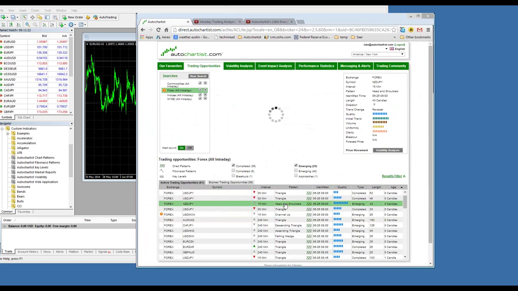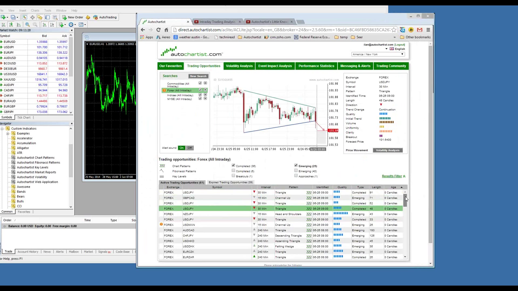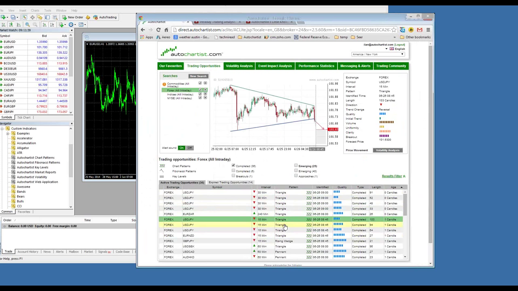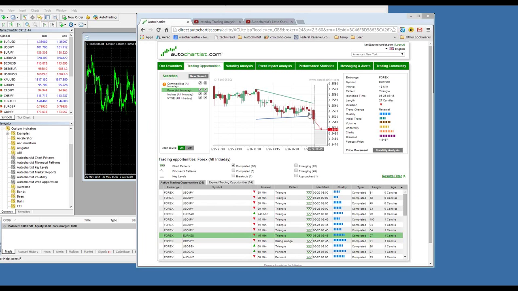Sorry. Again, this opportunity here on JPY is not significant in terms of a breakout. Let me just try and find one that has some significant breakouts. Excuse me, everyone, while I fumble through over here. Aha, here we go. Here's a pretty good one, Euro NZD.